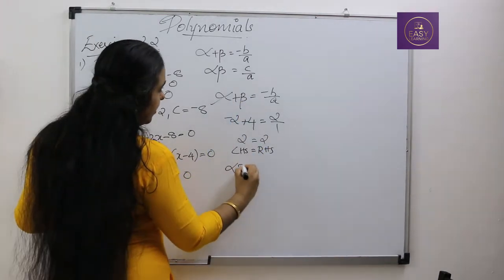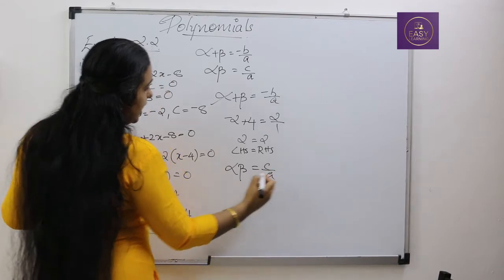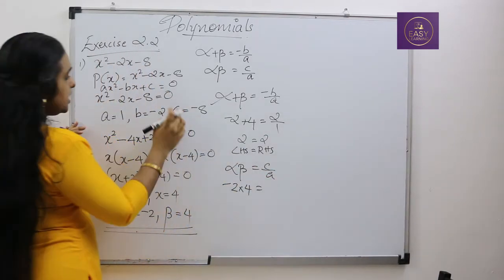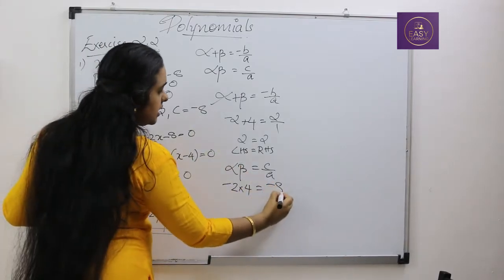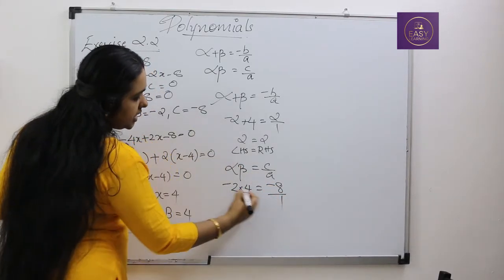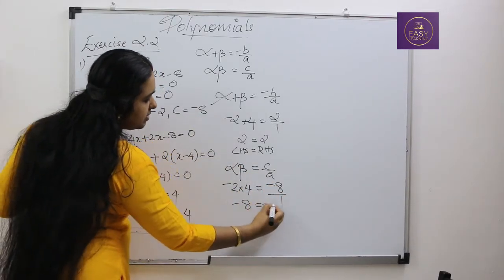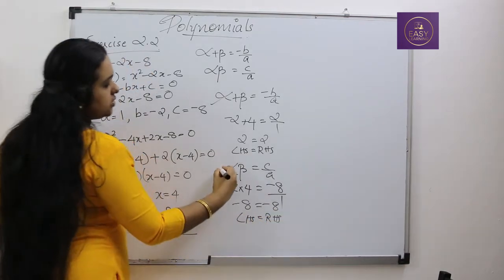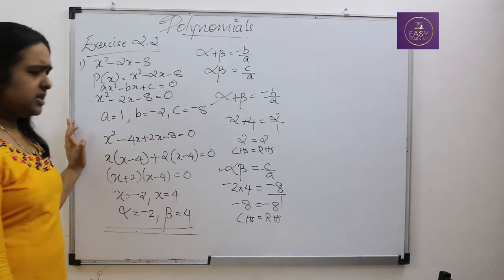Next is alpha beta equals c by a. Alpha beta is minus 2 into 4 equals c is minus 8. A is 1. Minus 2 into 4 is minus 8 equals minus 8. That is LHS equals RHS. So this is also verified. This is very easy.